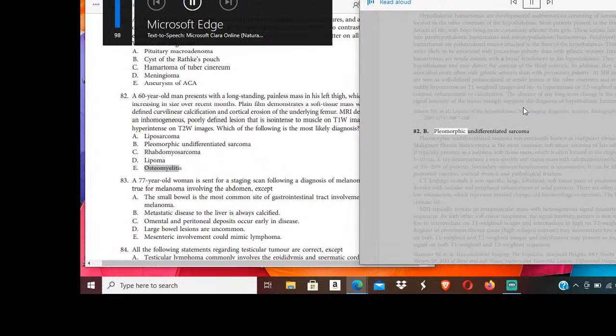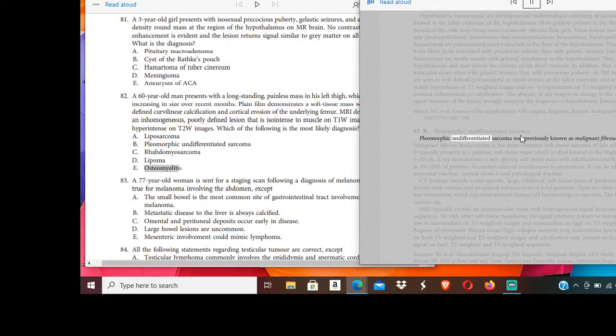82. B. Pleomorphic undifferentiated sarcoma. Pleomorphic undifferentiated sarcoma was previously known as malignant fibrous histiocytoma. Malignant fibrous histiocytoma is the most common soft tissue sarcoma of late adult life. It typically presents as a painless, soft tissue mass, which is often located in the thigh and measures 5-10 cm.